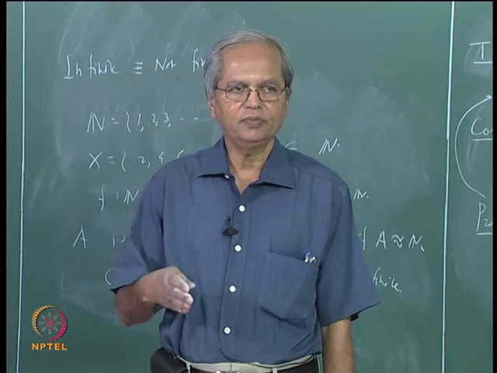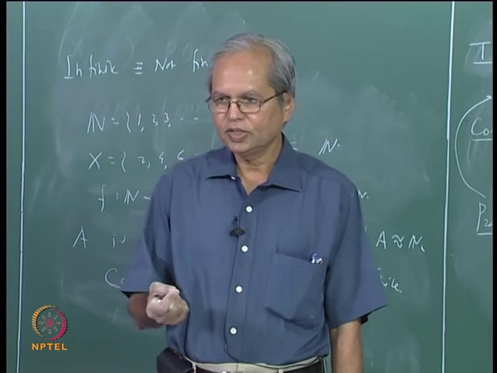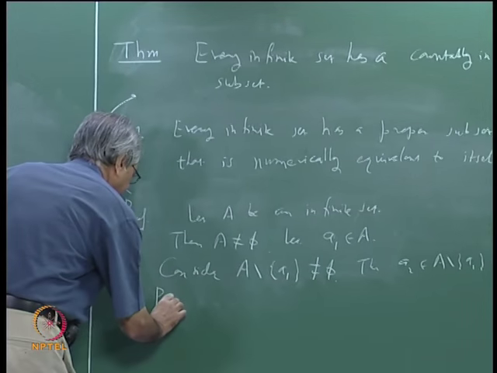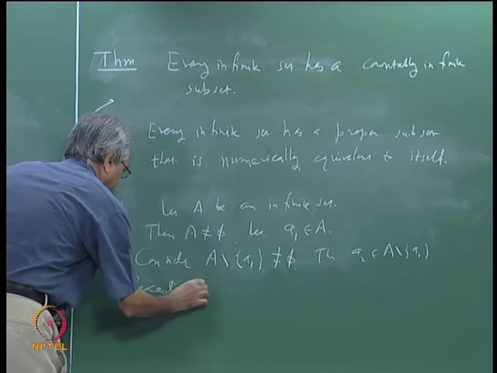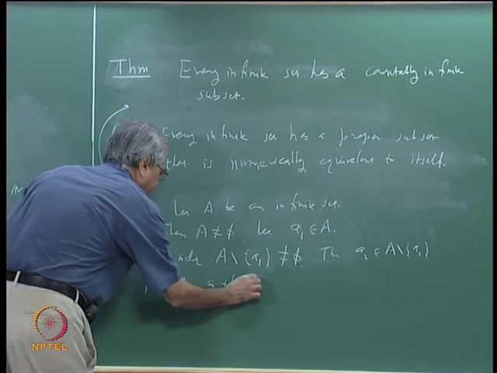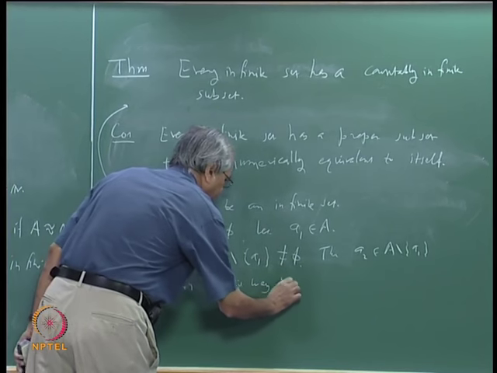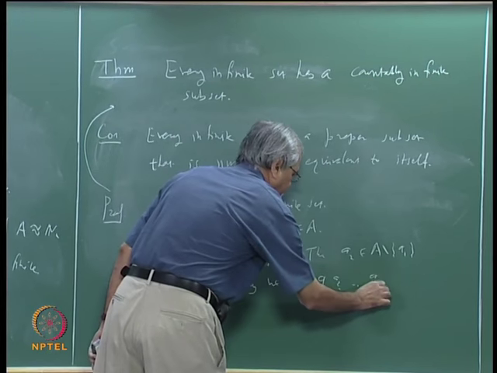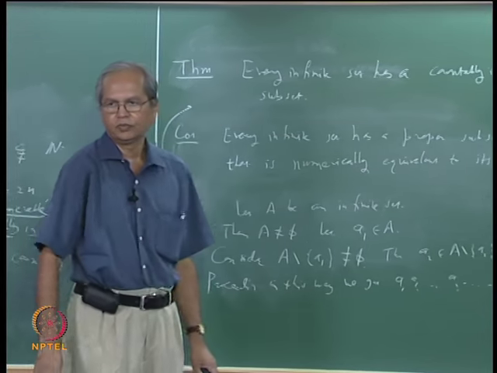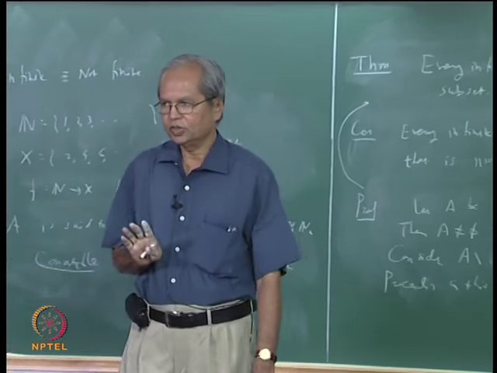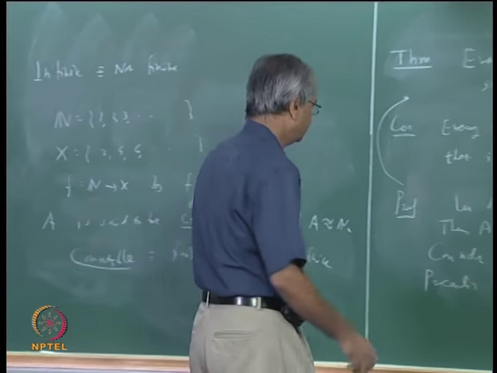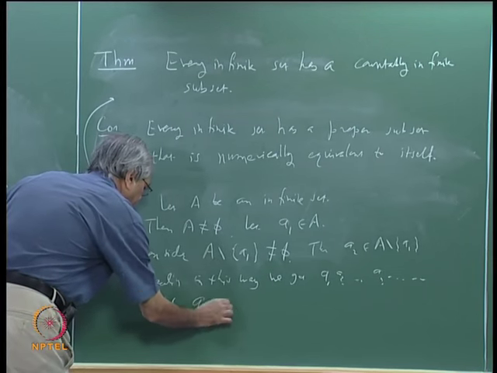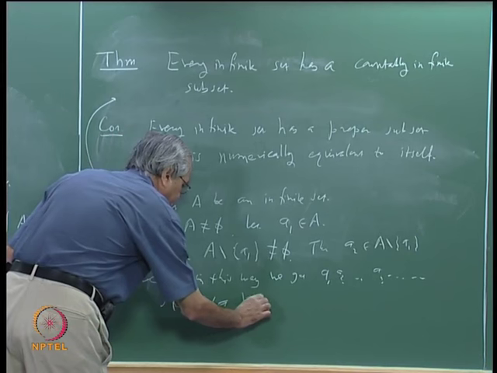Continuing in this way, what will you get? You will get a sequence. You can fill up the details; I'll simply say proceeding in this way, we get A1, A2, etc., An. And all these elements are distinct, such that Ai is not equal to Aj for all i not equal to j.